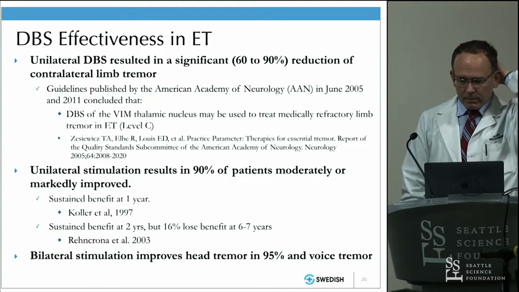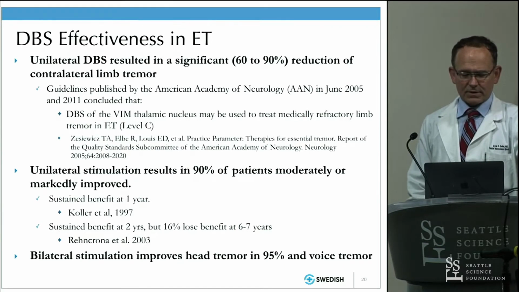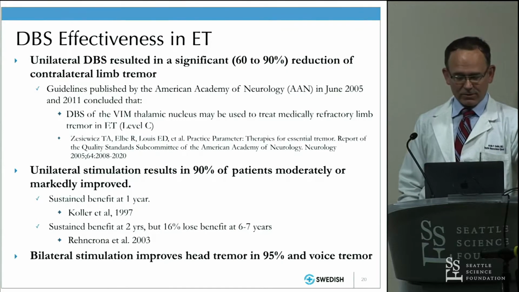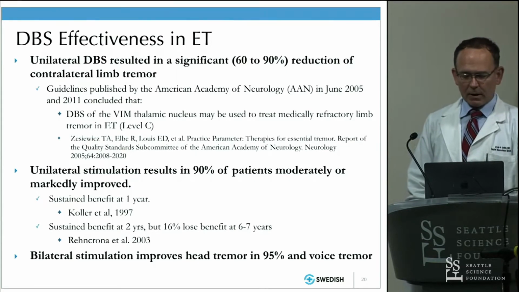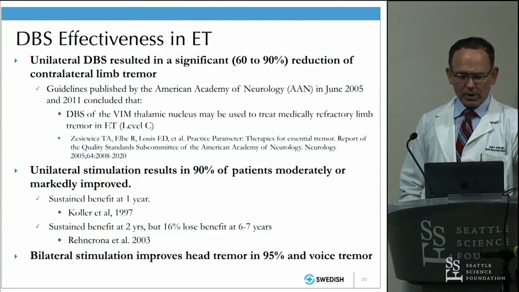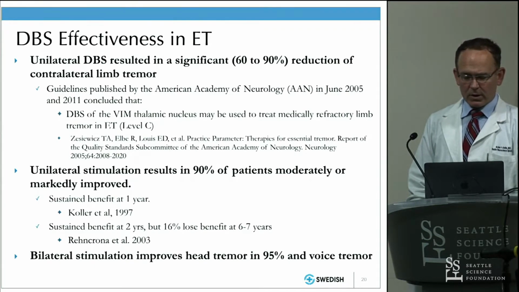The American Academy of Neurology looked in 2005 and then again in 2011 and concluded that it has level C evidence that it is possibly effective. They're a very conservative group, the AAN, but they are recommending it for use in medically refractory limb tremor. And they say up to a 60 to 90% reduction in contralateral limb tremor.